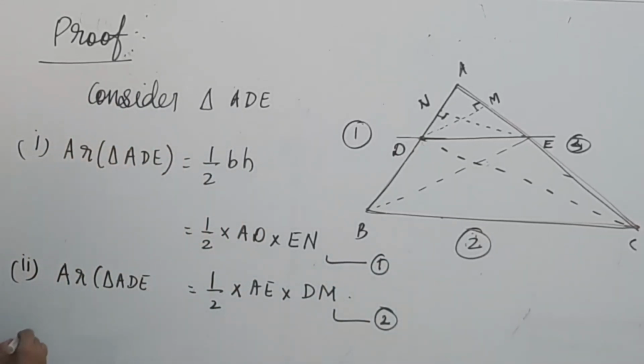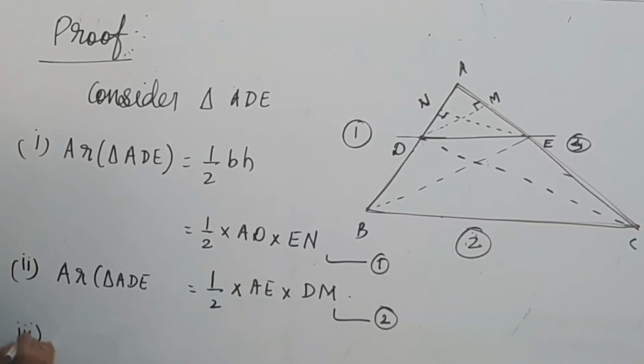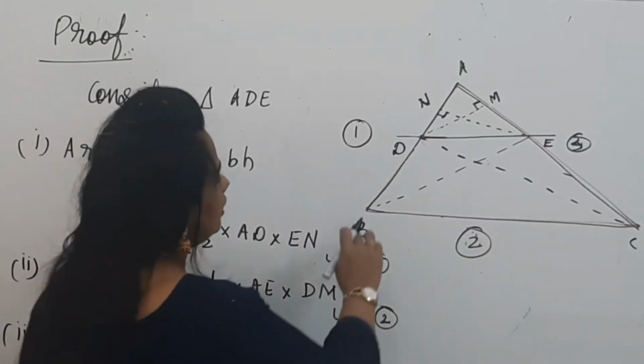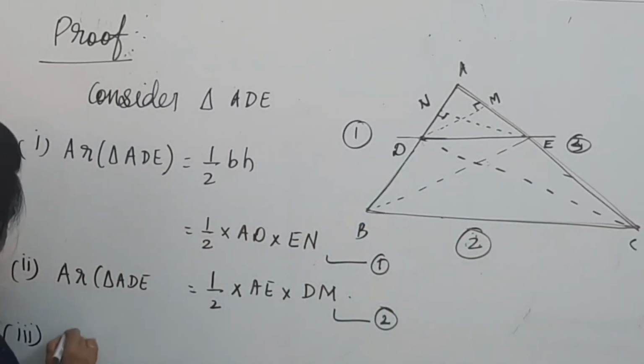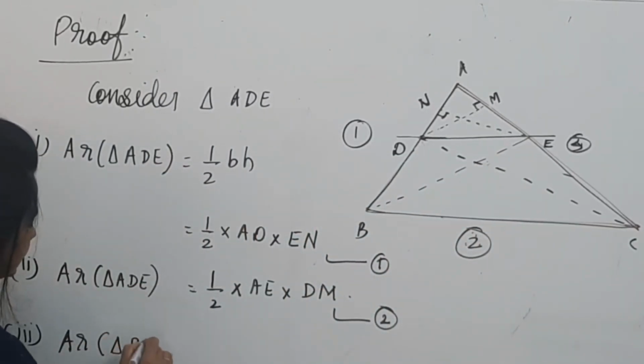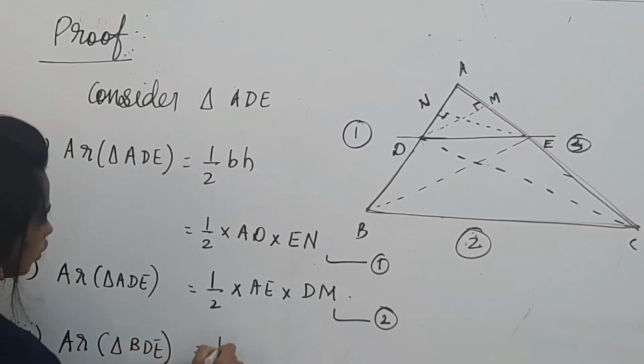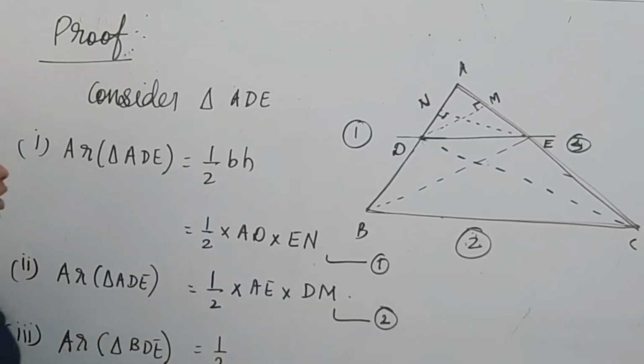Okay. Now my third point is, I take the triangle BDE. I take the area of triangle BDE. Now the concept I told you, what I explained before.